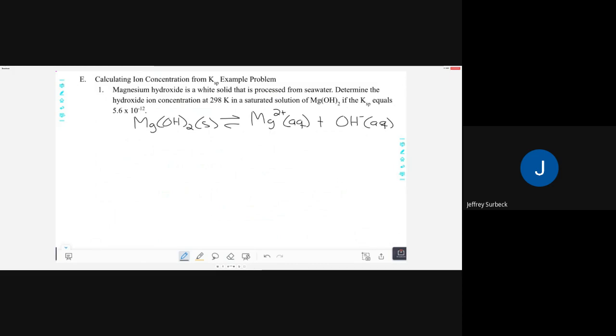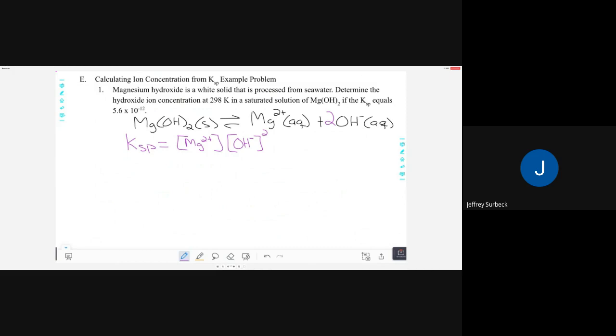How do we even that out? Yeah, we have to put a 2 coefficient, which is really important here. Our Ksp, remember, Ksp is equal to Mg2+ raised to what power? 1 times OH minus raised to what power? 2. You were right the first time. 2. That is really important. That's something people often just go right past.